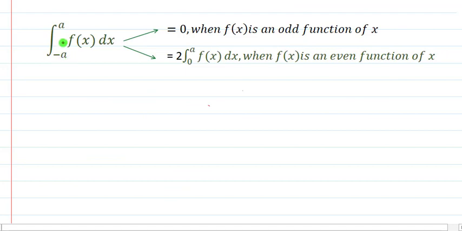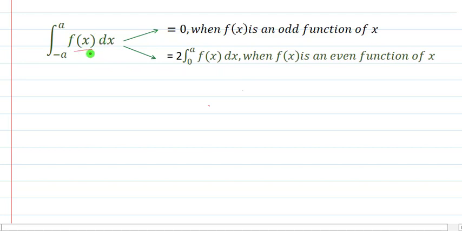Here is one more property. Here the limit is from minus a to a of f(x) dx. It can be written in two ways. Either its result may be 0, or its result may be twice the integration from 0 to a. Here the limit is minus a to a, but when we are writing it after integration, we are getting twice of the integral from 0 to a of f(x) dx. These two results depend upon this function f(x).